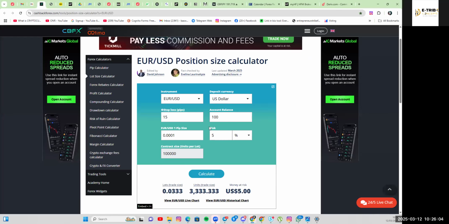So kama uko na account ya $100, that is it. Kama uko na account ya $1,000, sema ufanye the same risking. You'll use a lot size of 0.3, you'll risk $50. If you hold that trade, you'll make $1,650.